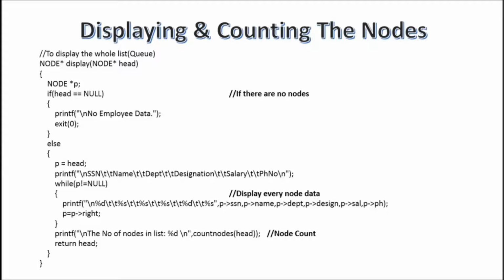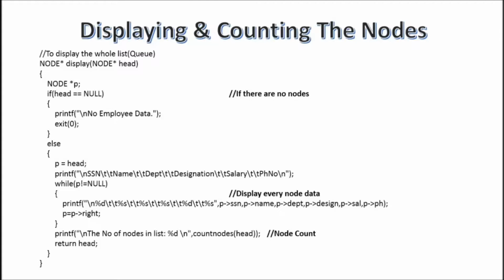If there are no nodes in the linked list, head will always be null, and I'll show you that we assign or initialize head to null in the main function whenever we create it for the first time in the program. So if head equals null, we output no employee data and we exit from the program. If it's not null, if there are nodes in the linked list, we say p equals head.